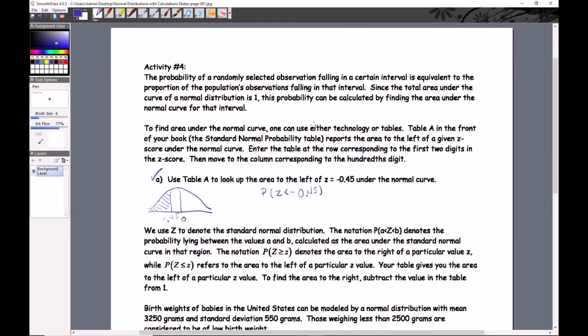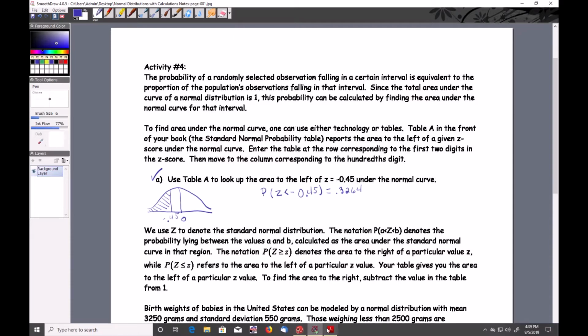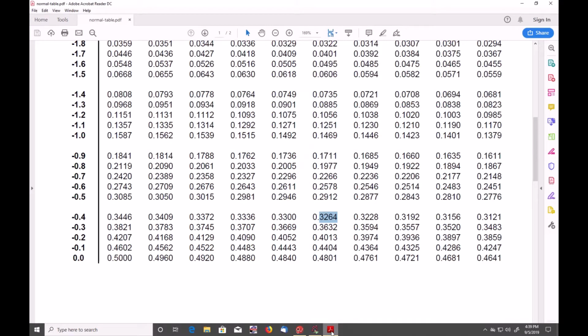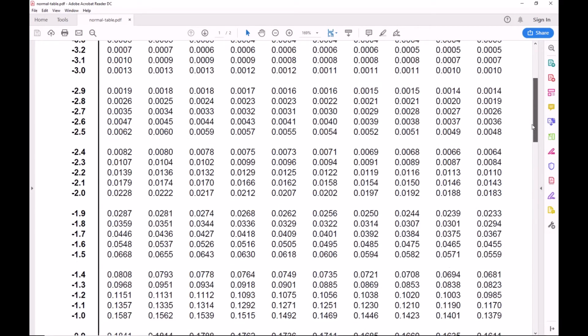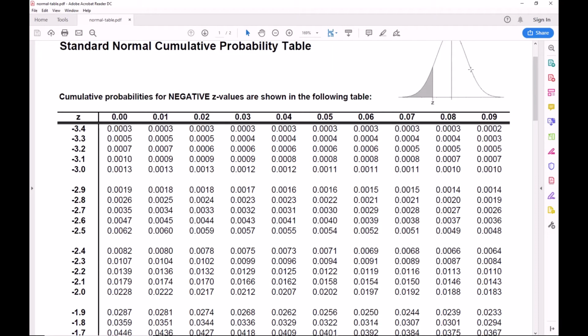0.3264. So let's get that recorded. Okay, so there you go. What else can I tell you about this curve? If you're interested in positive 0.45 or greater, that would just be a reflection of this grayed out area over here. And that's not going to be available in your table because it only goes from left to right, from negative infinity on up. So if you're starting from 0.45 and going up, you're not going to get it.